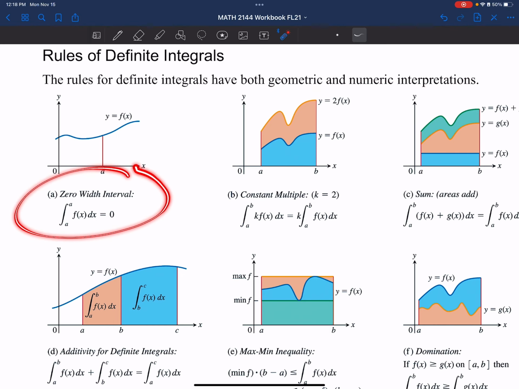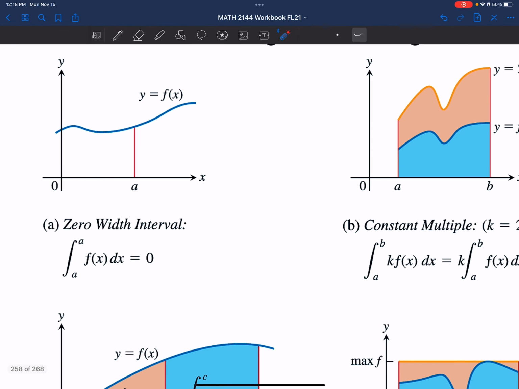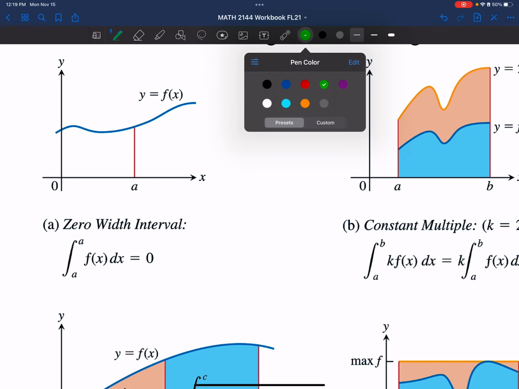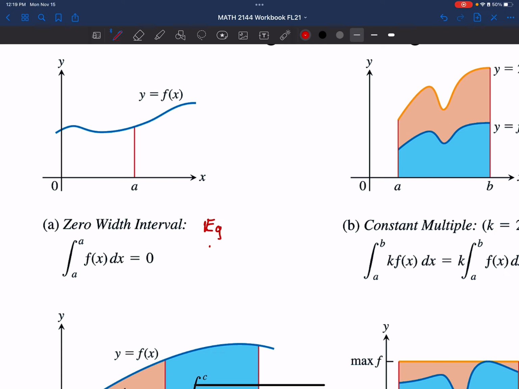The first one is the zero width interval. If you literally have an interval that's on top of itself, from A to A, how much area is there? None. It is literally closed on itself. So be aware. For example, if someone threw out their favorite number, 12 or 127. There we go.